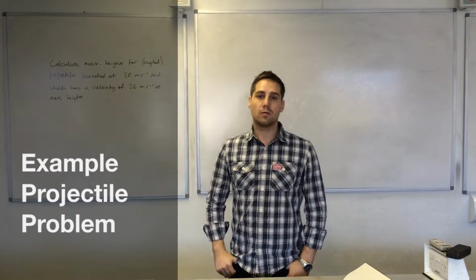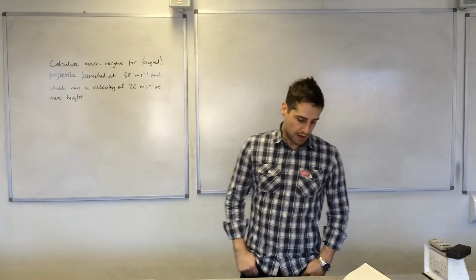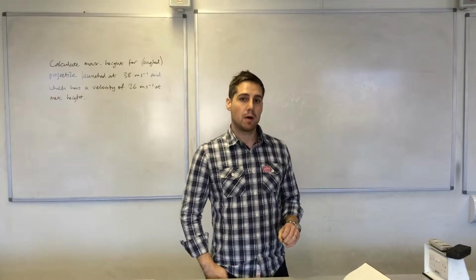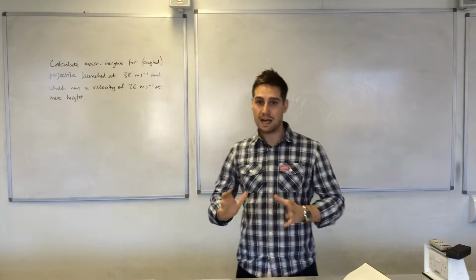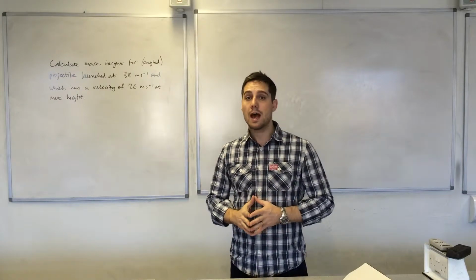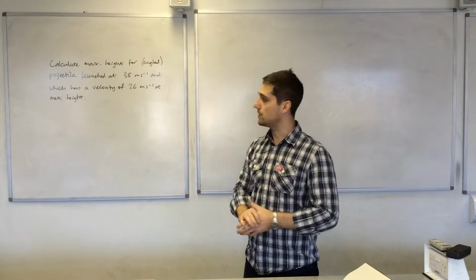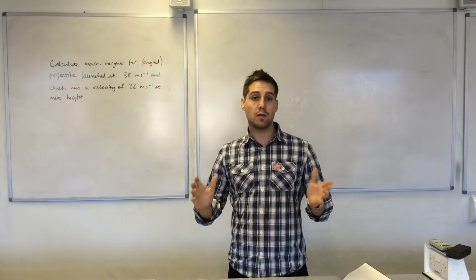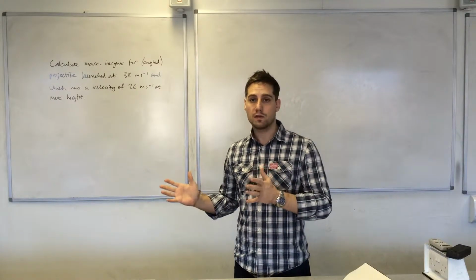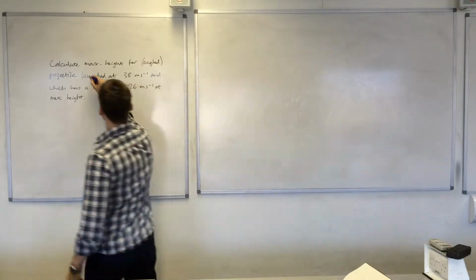In this video I'll solve a projectiles problem. The problem I've written on the board is to calculate the maximum height of a projectile. It's an angled projectile which is launched at 38 meters per second, and when it's at maximum height it has a velocity of 26 meters per second. So using that information I need to find out what the maximum height is. That's what we're trying to find.